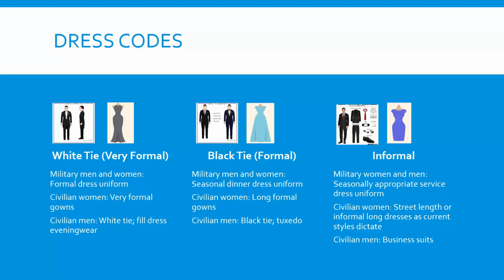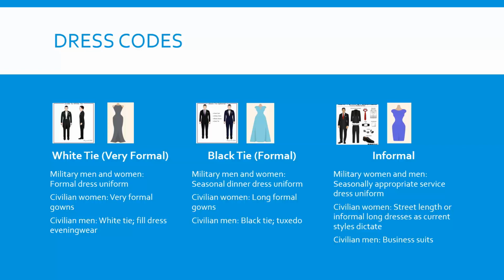So we've talked about dress codes a little bit, so I wanted to give you guys some idea of what that means. White tie is the most formal event attire. Military are going to wear formal dress uniforms. Civilian women will wear a very formal gown, and civilian men will wear white tie, which you can Google and see what it looks like. You can also see a picture up there that I've placed.